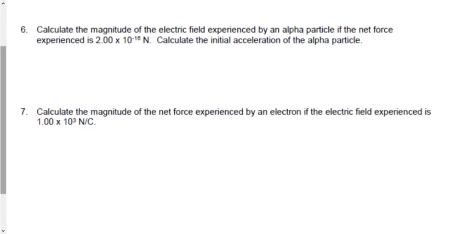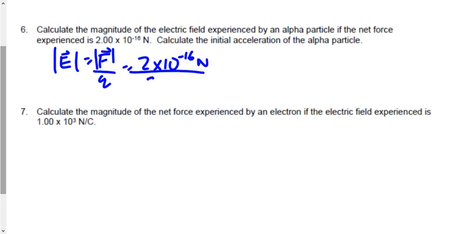6 says calculate the magnitude of the field experienced by an alpha particle, and what's the acceleration? Here's the force experienced, and here's the charge of the alpha particle. By the way, you probably don't remember the charge of an alpha particle, so where are you going to find it? On our data sheet. It says plus 2e, right? And e is the elementary charge, so it's twice the 1.6 value. Do the math there. E works out to be 6.25 or 625.